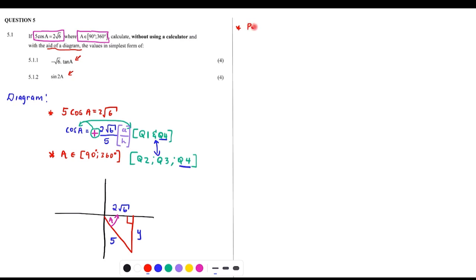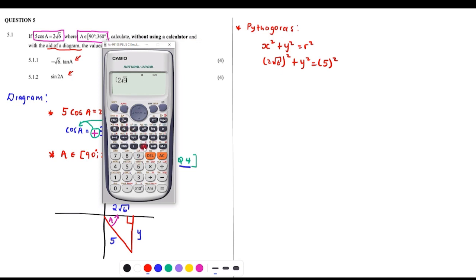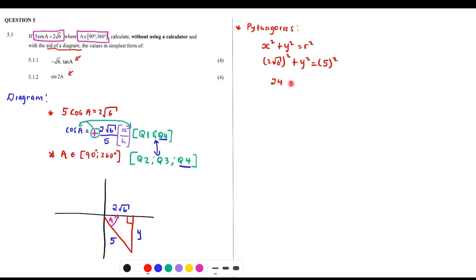So Pythagoras to find the last side, right? Pythagoras states that x squared plus y squared equals r squared. Here, 2 root 6 squared plus y squared is equal to 5 squared. If you press 2 root 6 squared on a calculator, it gives you 24, plus y squared, and this one is 25.